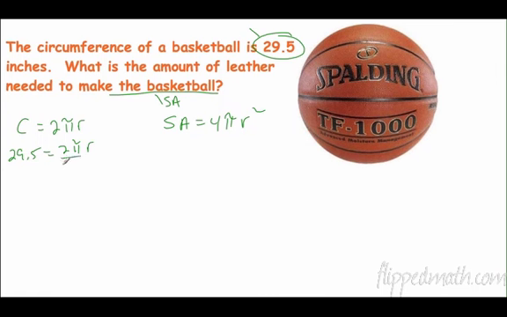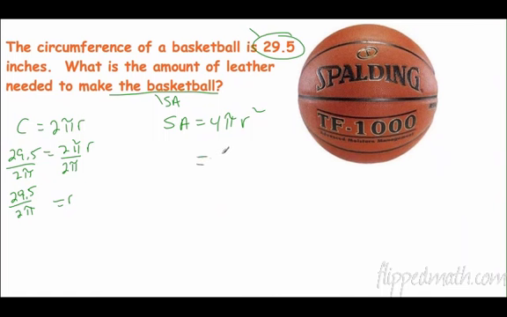How do I get r by itself? I'm going to divide by 2 pi. So r equals 29.5 divided by 2 pi. Now, some of you are going to want to multiply that right now and divide, but then you'll get an approximation. We don't want to get an approximation and use an approximation again, because then it's going to further approximate it and kind of skew the data. What I want to use is that again.